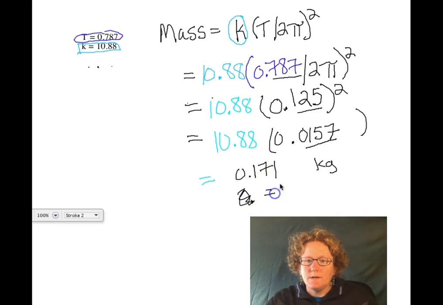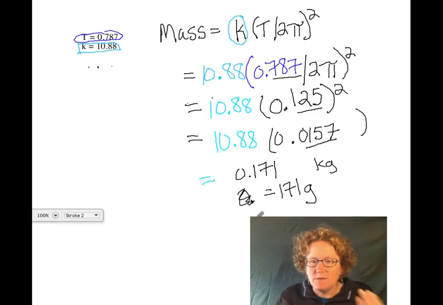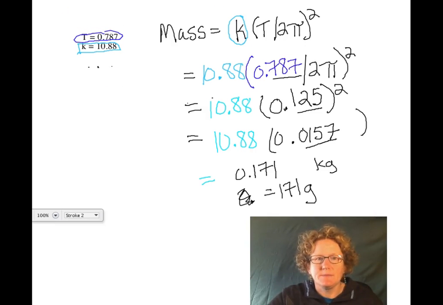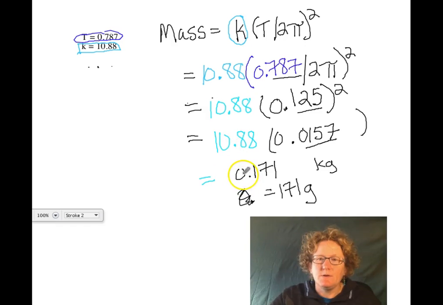Equals 171 grams. If you just multiply by 1,000, because there are 1,000 grams in a kilogram, that seems about right. The yellow mass is bigger than the green one, but smaller than the red one, so we know it's kind of the middle one, and that's a reasonable answer. So I'm going to put 171 grams as my answer.